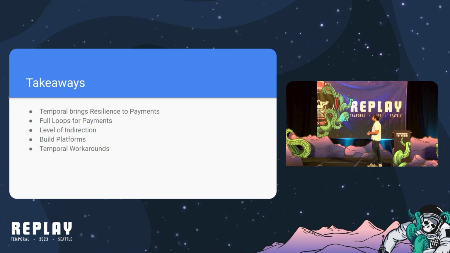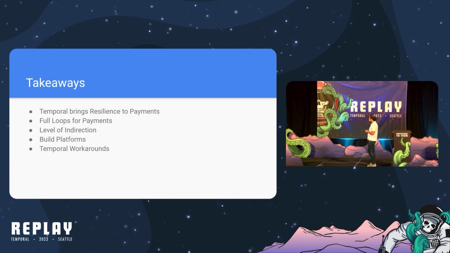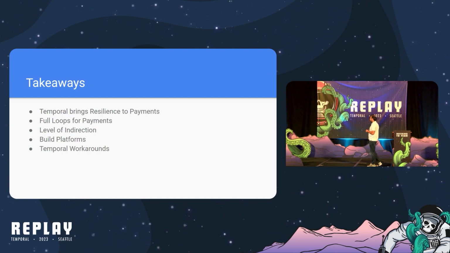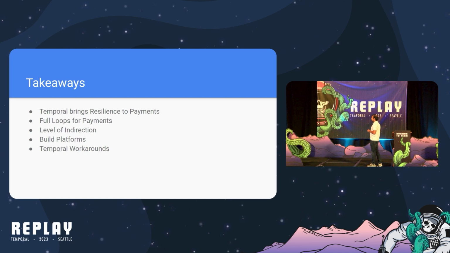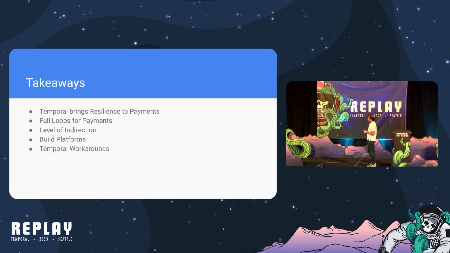And obviously, build platforms. Don't build for specific use cases. Always build platforms so they are reusable and save your engineering cost. And we also spoke about some of the Temporal workarounds around generics and data sizes. Okay, that's all.